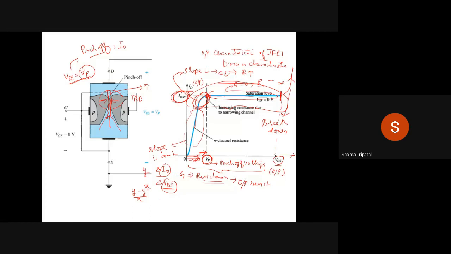So here IDSS जो है, this is defined as the maximum drain current. And maximum drain current होने के क्या characteristics हैं? VGS should be equal to 0 and VDS should be greater than mod of VP. So here, because it's an N channel के लिए VP is a negative value. So here in the plot, this should actually be mod VP. So VDS has to be greater than mod VP and VGS should be equal to 0. Then the corresponding saturation current is known as IDSS.